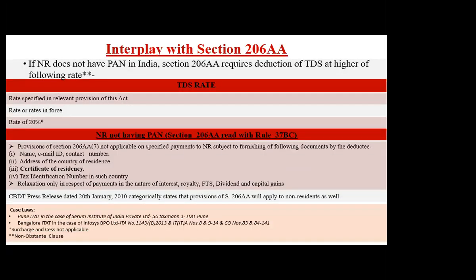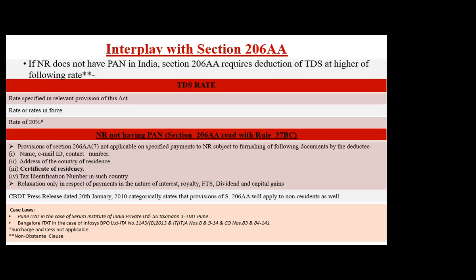So as we have already discussed, in 206AA, the higher of the three rates is applicable. It is a non-obstante clause, and it used to say that if the NR doesn't have a PAN in India, then the higher of the three rates would be applicable. So that is the rate specified in the provisions of this Act, that is 115A, BB, 44BB, BBB, whatever, or rates in force, as we have already discussed earlier, that is Schedule 1, Part 2 of the Finance Act, or Section 90, whichever is beneficial to the assessee, or the rate of 20%. So the higher of the three would be deductible under 206AA.